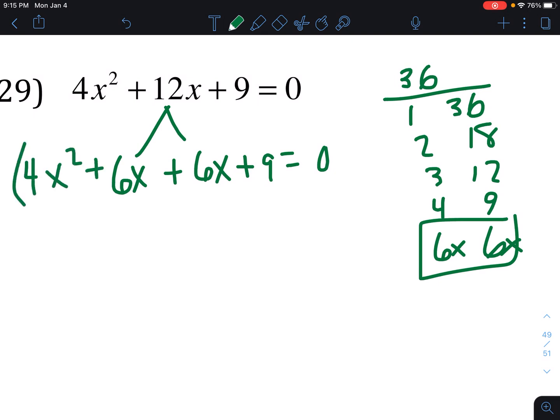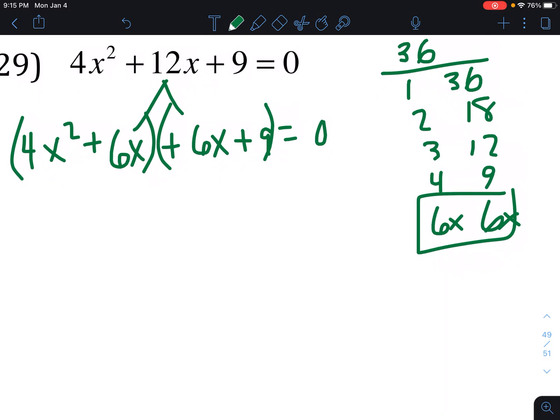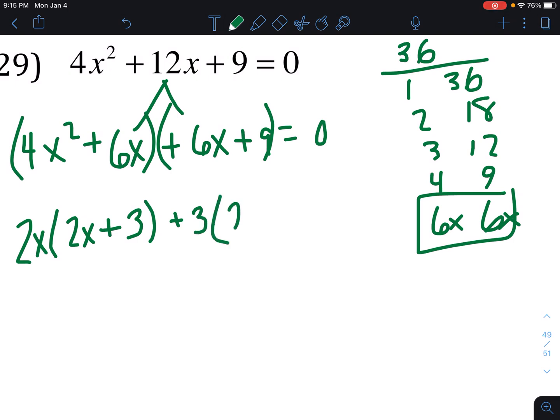I'm going to set up my two groups now, and I'm going to GCF twice. My first group has a GCF of 2x. I'm going to divide by 2x to have 2x plus 3. My second group has a GCF of 3, so I put plus 3. Carefully divide by 3 to have 2x plus 3 also.